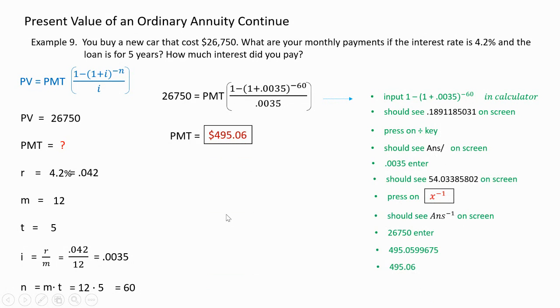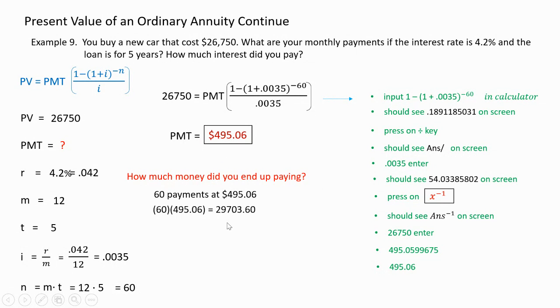Okay. So let's see how much money actually came out of your pocket, even though the car is worth that much. With the interest, you're going to be paying more. So we multiply the 60 payments times the monthly payment, which will give you $29,703.60. So you paid about $3,000 extra, I believe. That's how much you paid.